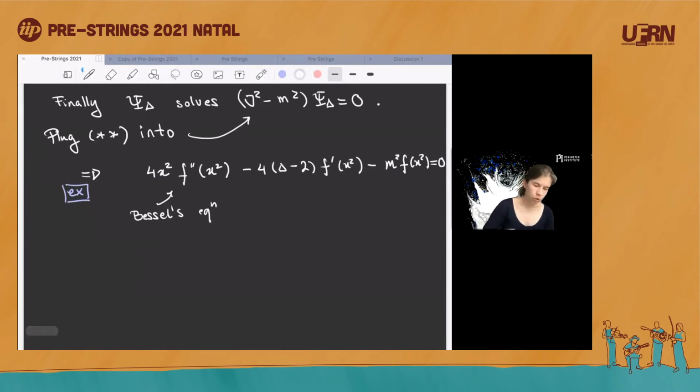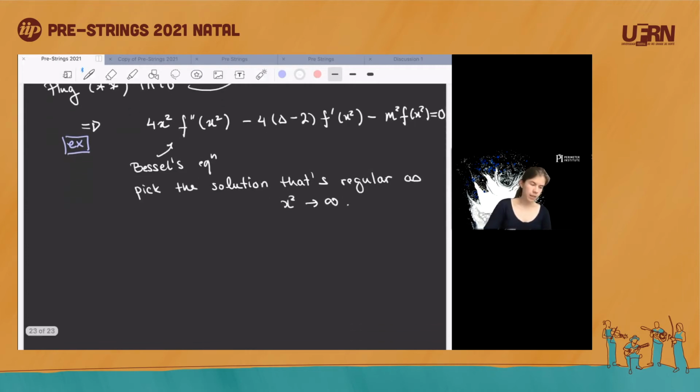But we want to pick the solution that's regular as x squared goes to infinity. And this essentially picks out the Bessel function of the second kind, K.